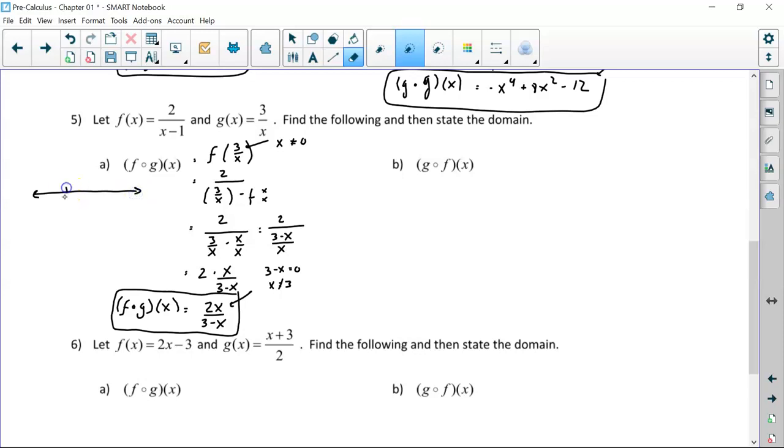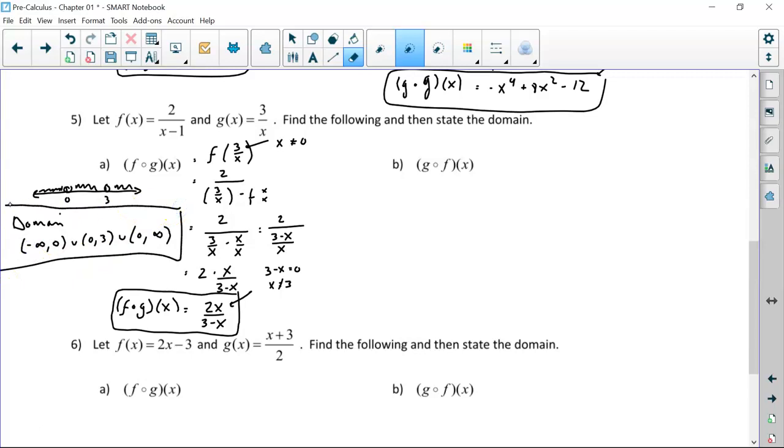So if we look at our number line, we have a 0 here. We have a 3 here. So put an open dot at each one. Everything else we can use. So our domain has 3 intervals. Our first interval is from negative infinity up to 0, and we can't include the 0. The union of our middle interval, which goes from 0 to 3, both in parentheses. And our final interval goes from 3 to positive infinity. That's the domain for this function. A lot more complicated than it has been for the previous problems.